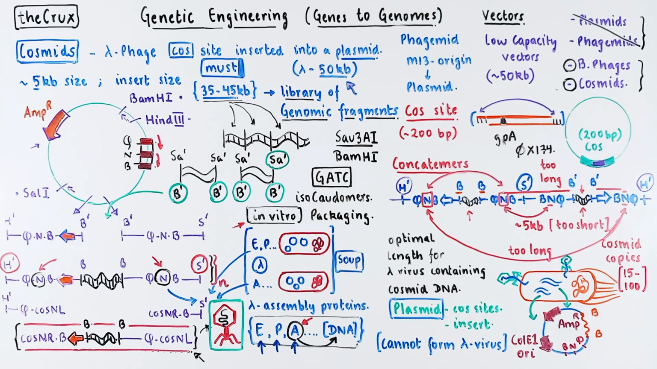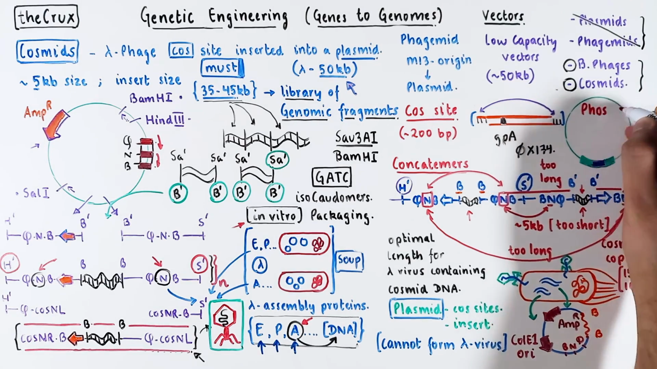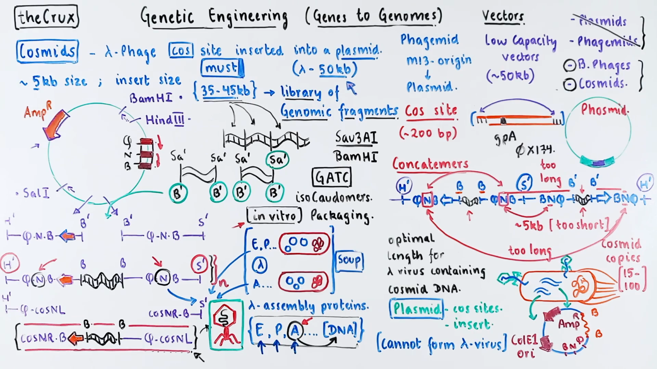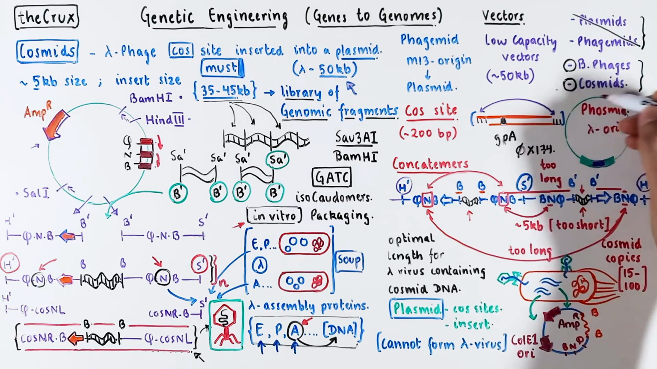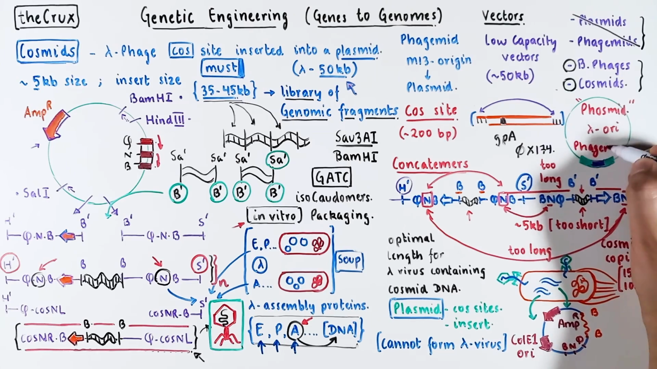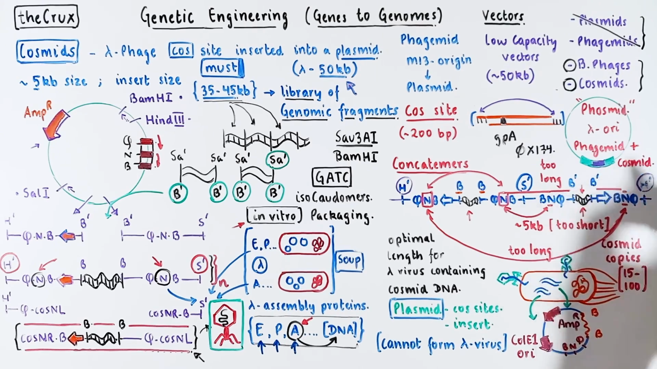the vector optimization. If you're interested, there is something called a Phosmid, which on top of Cos sites contains the lambda DNA origin of replication. This is essentially a variant of combining phagemid properties with a Cosmid vector. Again, if you're interested, Google is your friend.